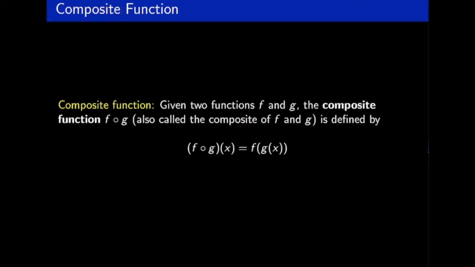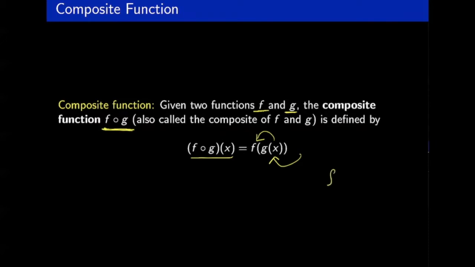What is a composite function? A composite function is composed of two functions. For example, we have functions f and g. So we can produce another function which we call f of g. Then f of g is defined as g being the input of the function f, or in other words, the function g is sitting inside of f.